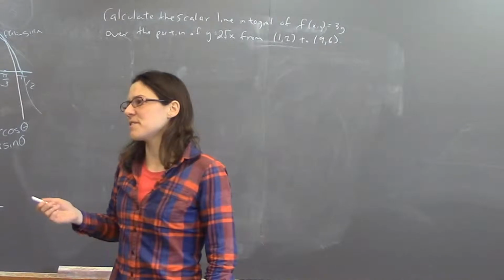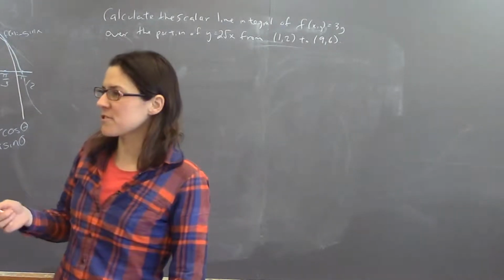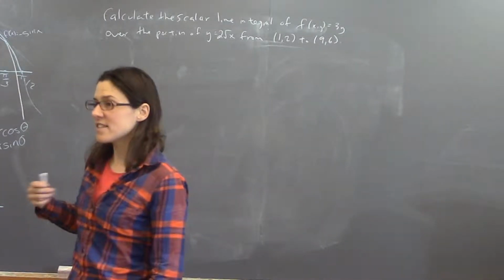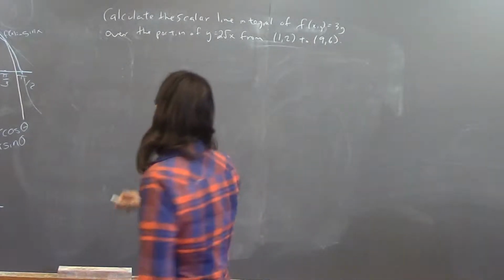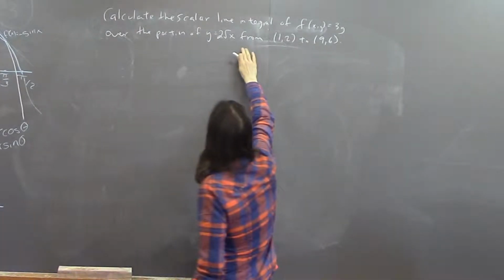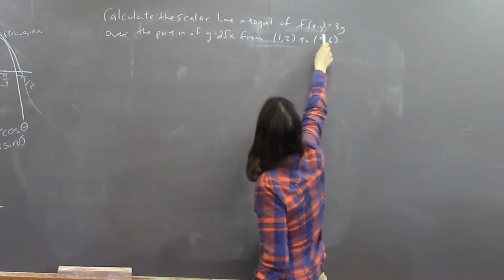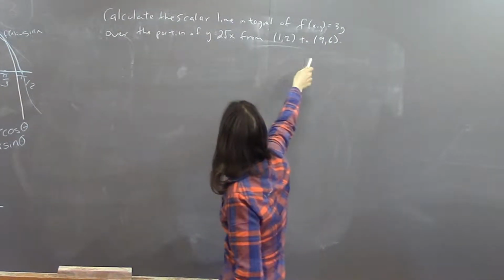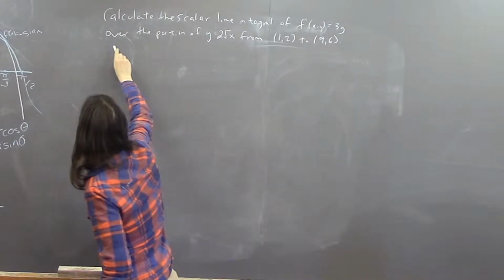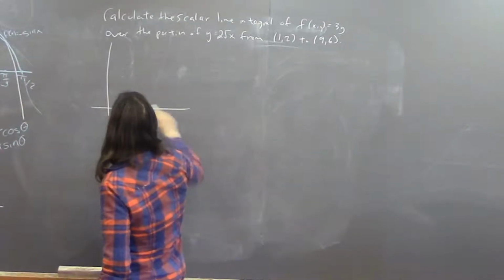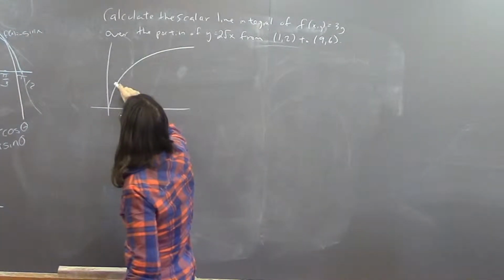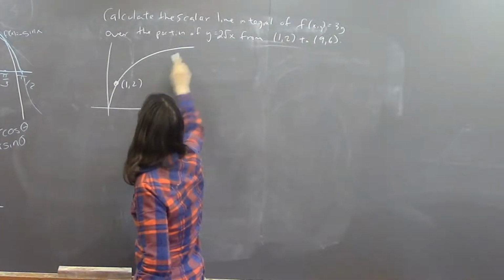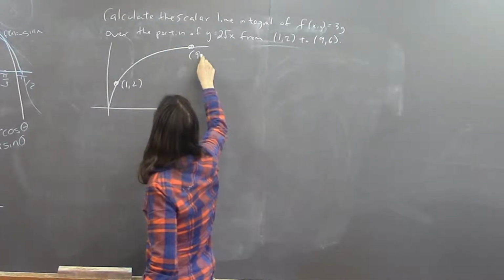One of the really cool things about this problem is that you may have parameterized it in different ways and you should get the same answer. So the problem was to calculate this scalar line integral of the function f of x, y equals 3y over the portion of the curve y equals 2 root x from (1, 2) to (9, 6). So that looks like this, and here's the point (1, 2), and here's the point (9, 6).